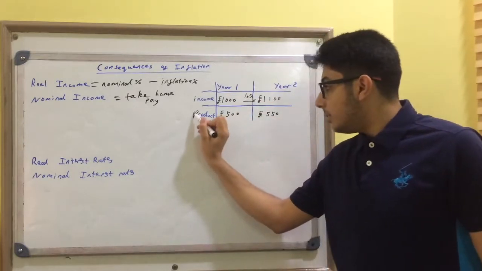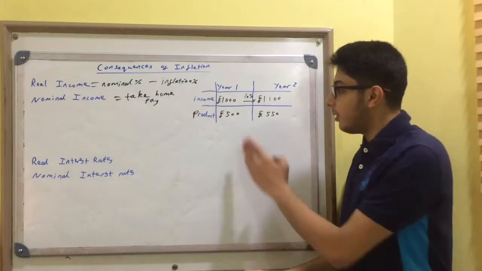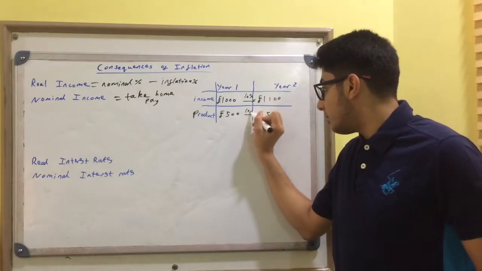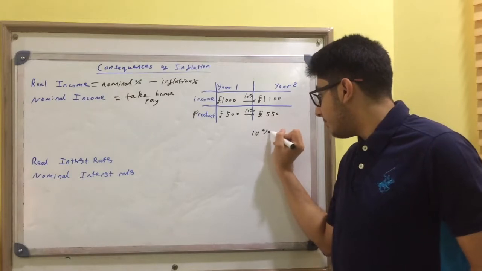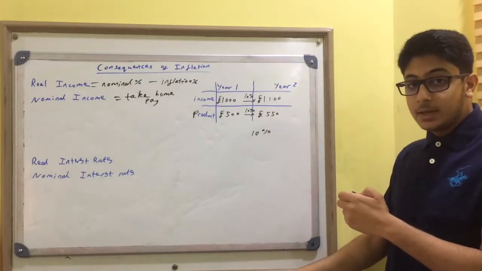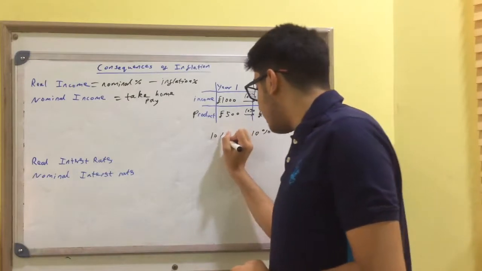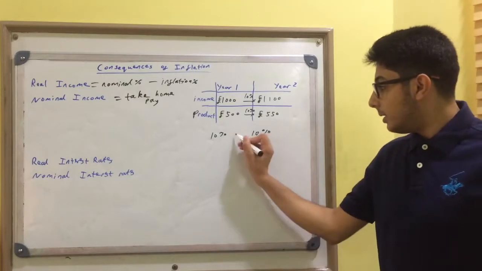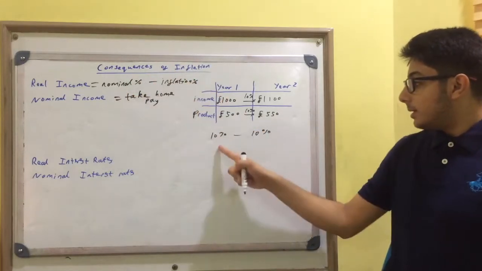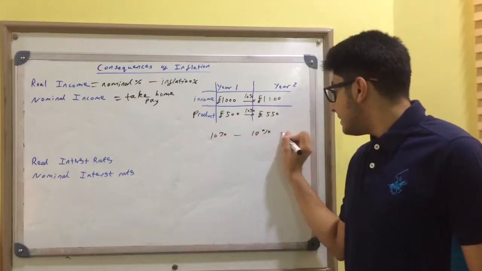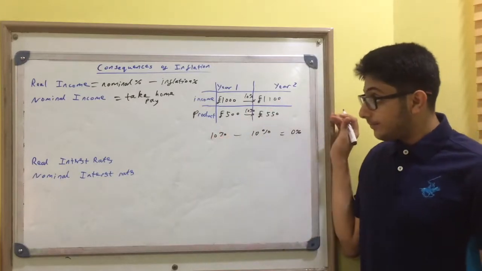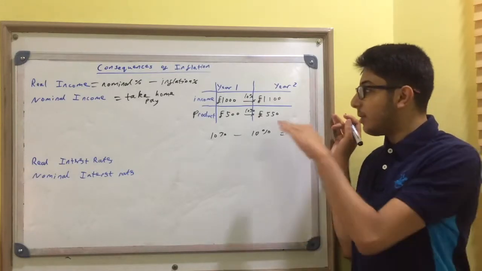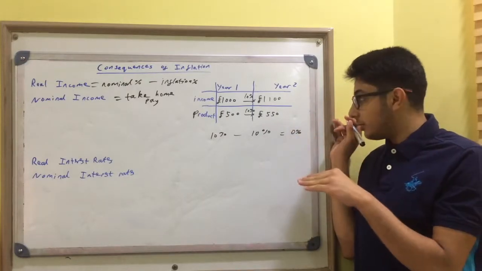The product's price has increased from £500 to £550. That is also a 10% increase. So the rate of inflation is 10%. And your income has increased because of that inflation by 10%. What is your real income? It is 0%. Okay? Your real income has not changed. It is perfectly adjusted for inflation.